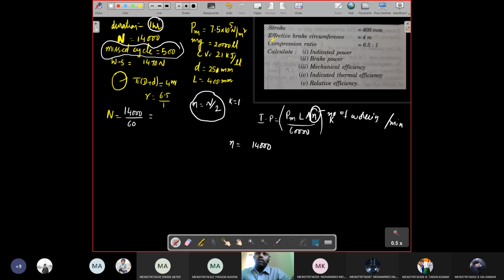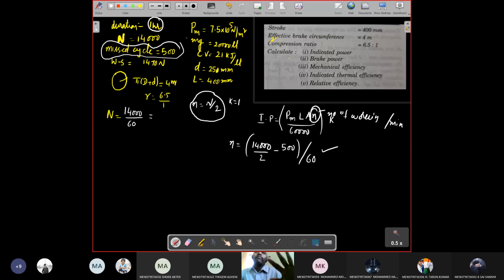Actually, it is 14,000 per hour. But it is n by 2 because of 4-stroke. Minus, per hour how many cycles are missing? 500, but I want per minute, therefore this is 60. Is this step clear or not? Please tell me. This is important.